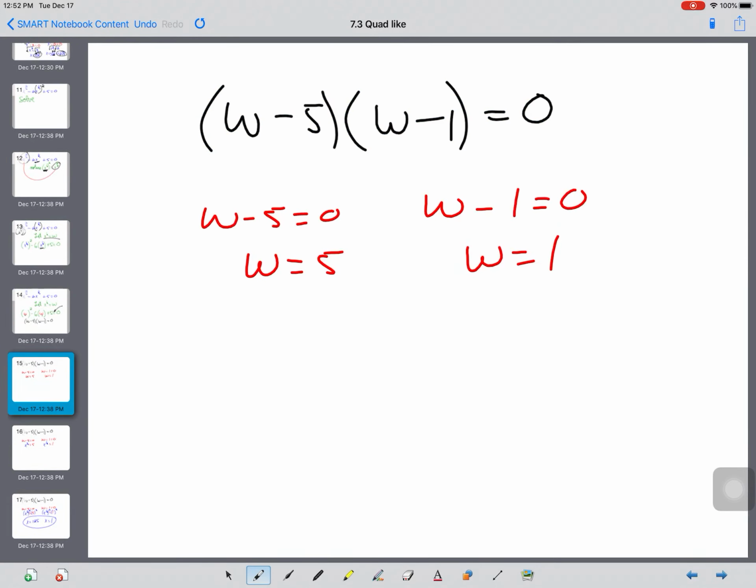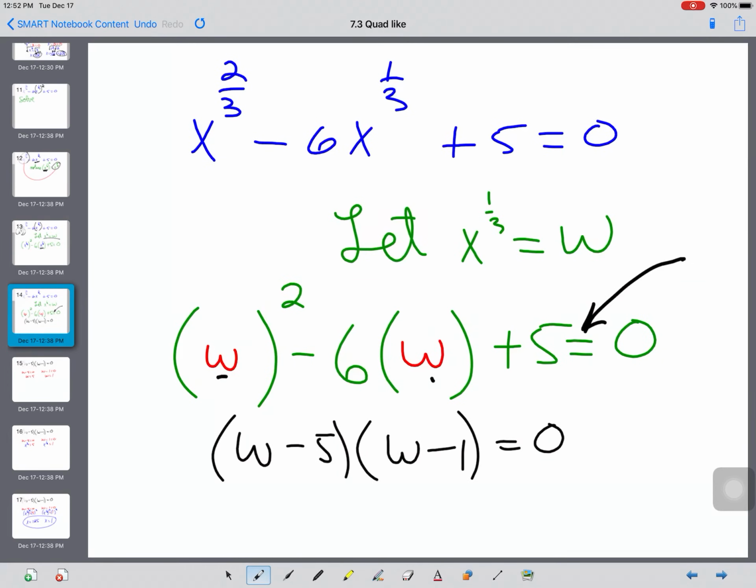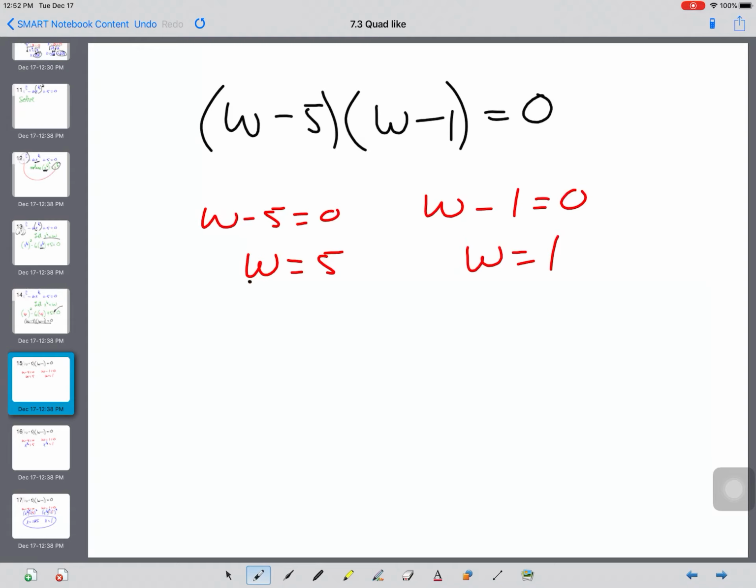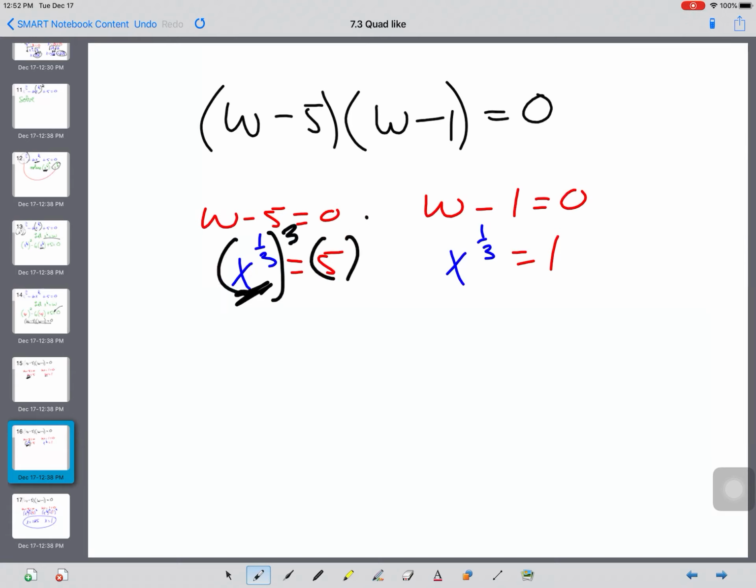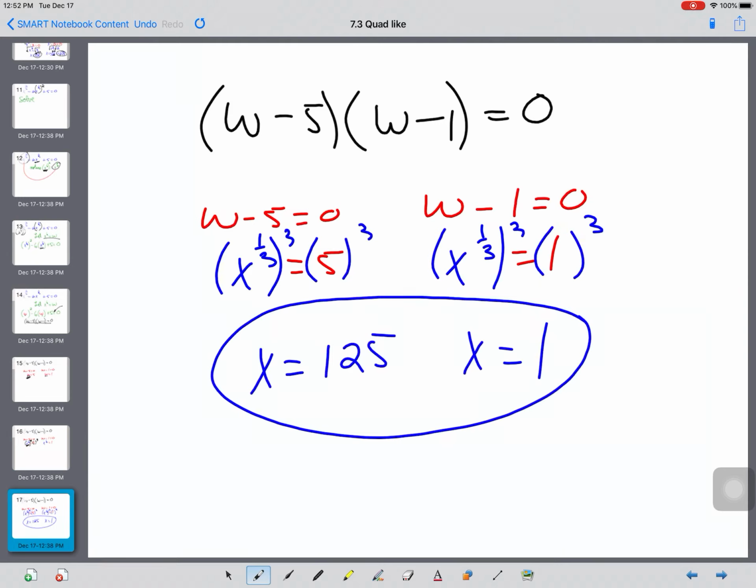Well, let me back up, make sure we didn't get lost. I factored it, right? Take each one of the factors, set them equal to 0, and solve. But keep in mind, I'm not solving for w, I'm solving for the original problem, which was x. So I replace that w with what it was equal to. Now, to get rid of the 1/3, I'm going to raise both sides to the 3rd power. That's how I get this step. And x to the 1/3 raised to the 3rd power is just x to the 1st.